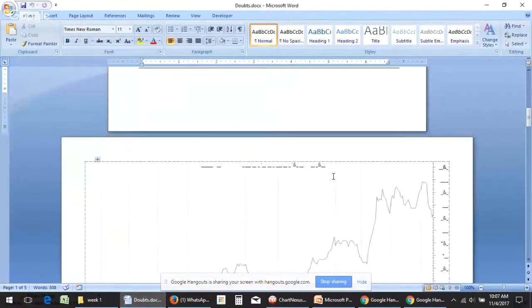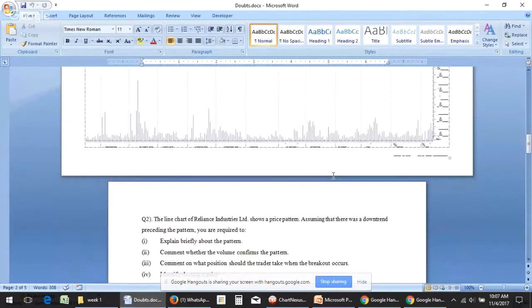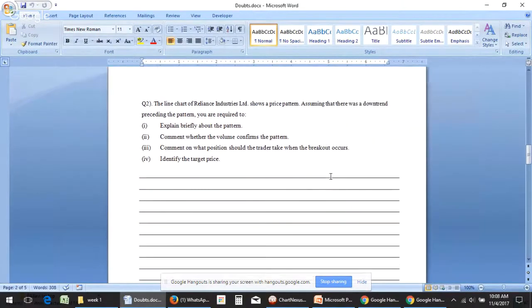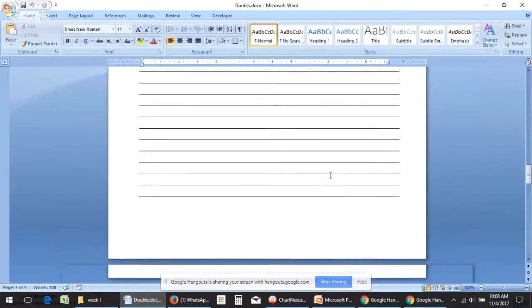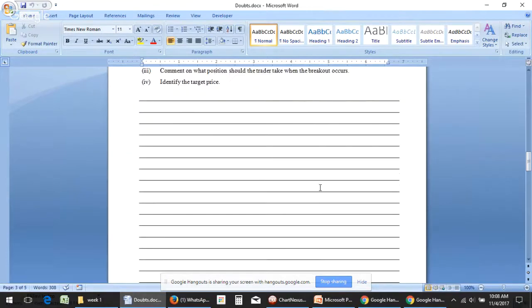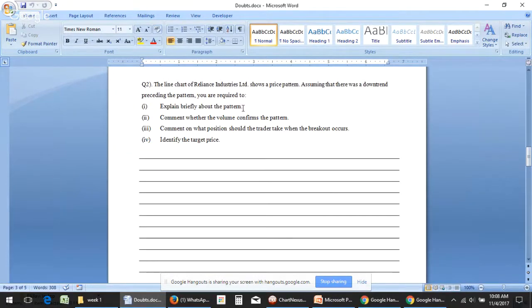And then the next question is about Reliance, and I tried to find this stock in the chart, but I could not find this particular one. It probably goes back a little ways. This is not a recent chart for Reliance. So I'm just going to look at this chart and answer as best as I can. The line chart for Reliance Industries shows a price pattern, assuming that there was a downtrend preceding the pattern. You are required to briefly explain the pattern.